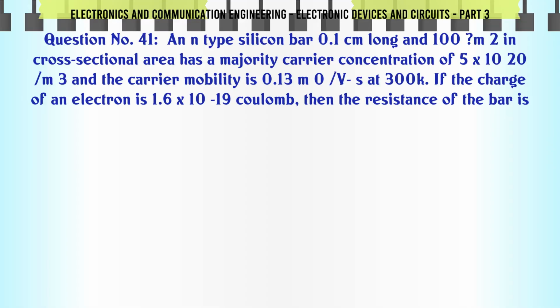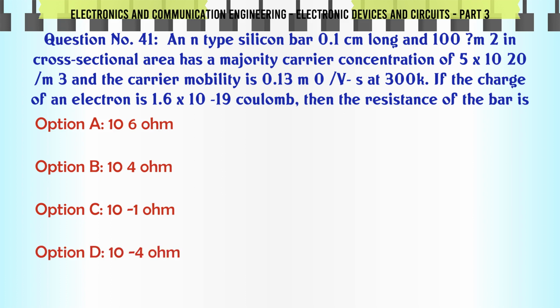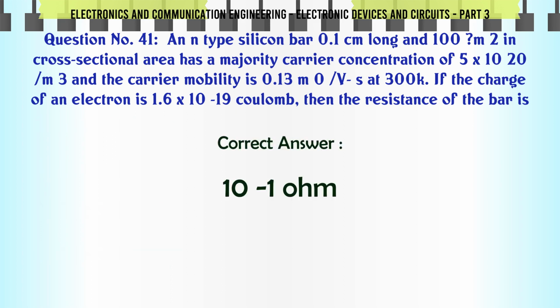An N-type silicon bar 0.1 centimeters long and 100 square micrometers in cross-sectional area has a majority carrier concentration of 5x10^20 per cubic meter and the carrier mobility is 0.13 m^2/Vs at 300 K. If the charge of an electron is 1.6x10^-19 coulomb, then the resistance of the bar is: A 10^6 ohm, B 10^-4 ohm, C 10^1 ohm, D 10^4 ohm. The correct answer is 10^1 ohm.